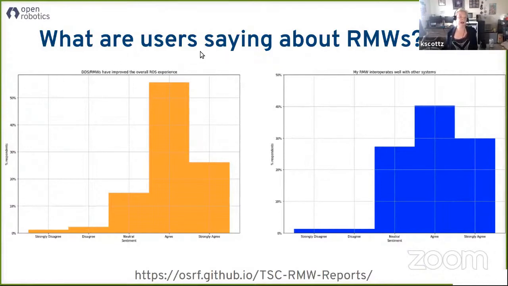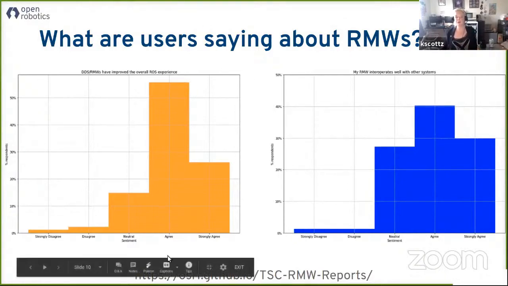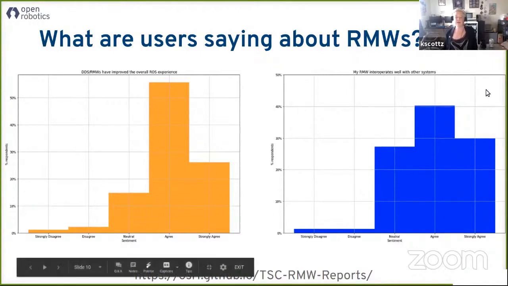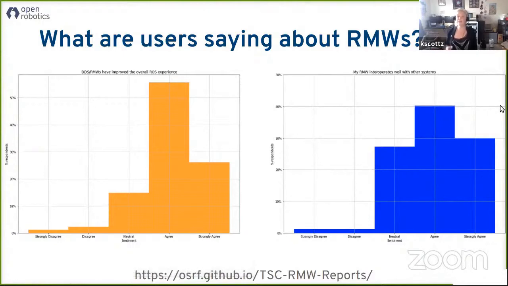We asked a few other questions with respect to RMWs, and this one here on the left, the yellow one, says, has DDS and this notion of ROS middleware improved the overall ROS experience? And overwhelmingly, people were enjoying the experience. They think it's improved ROS dramatically. We also asked them whether their RMW is interoperating well with the other subsystems that they're using. And the general sentiment here was agree. There's still, from what we've heard, some issues figuring out how to use some kinds of hardware correctly, but by and large, people were enjoying the experience.